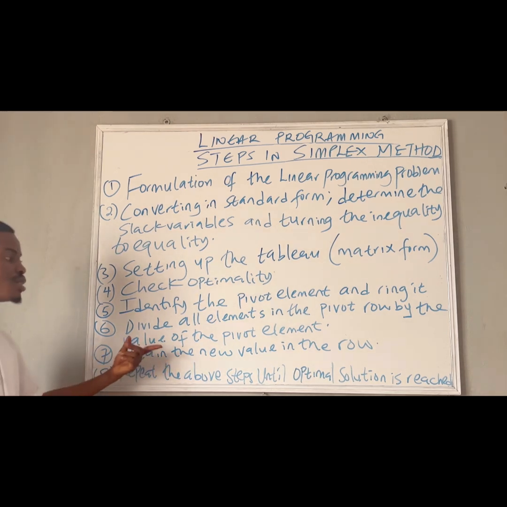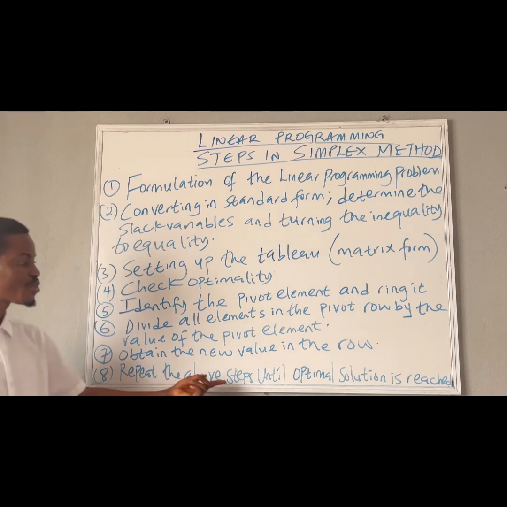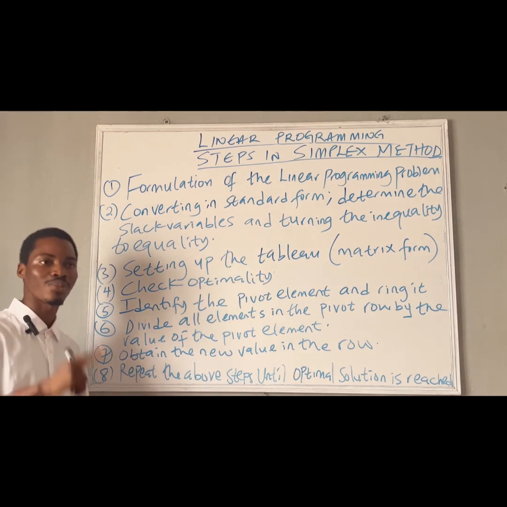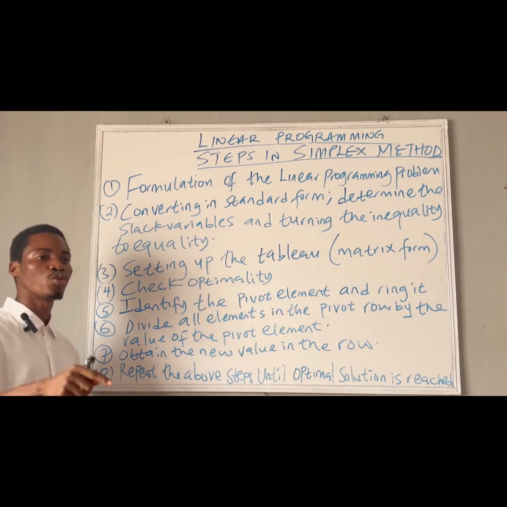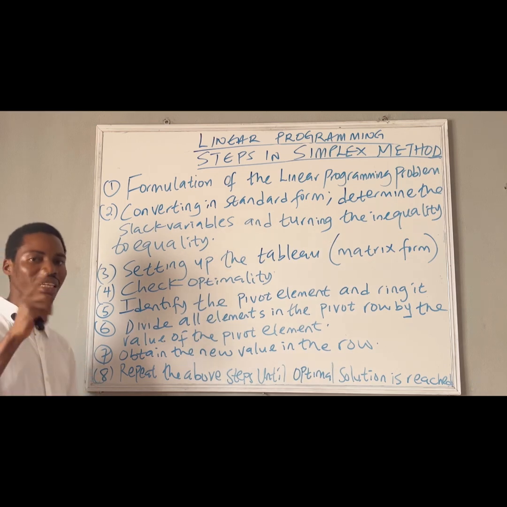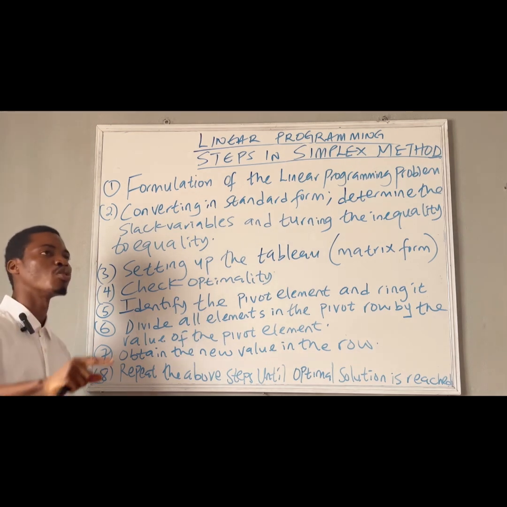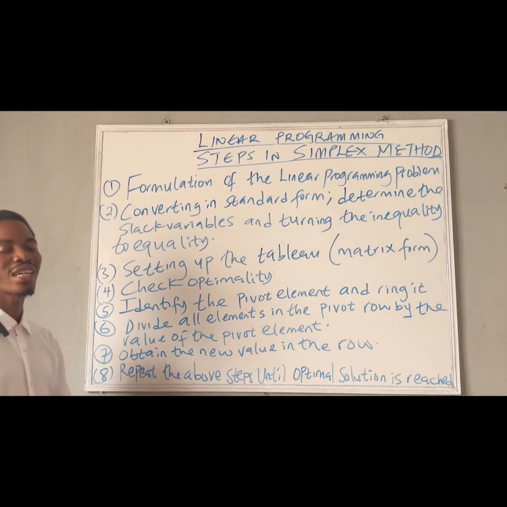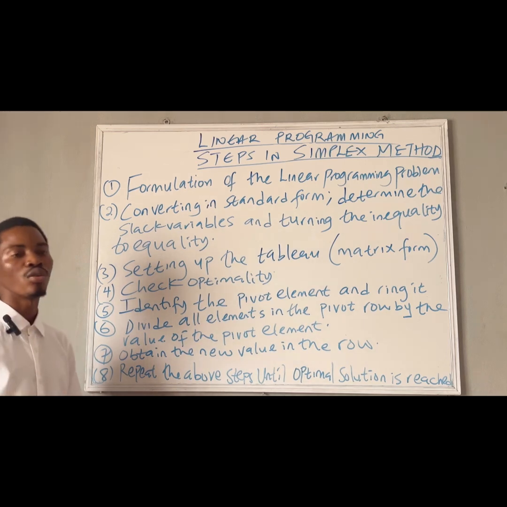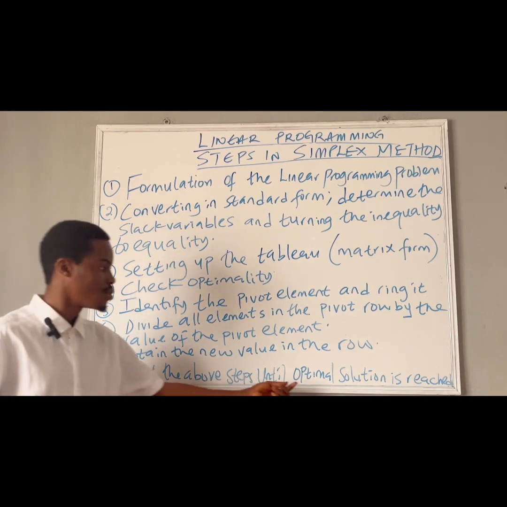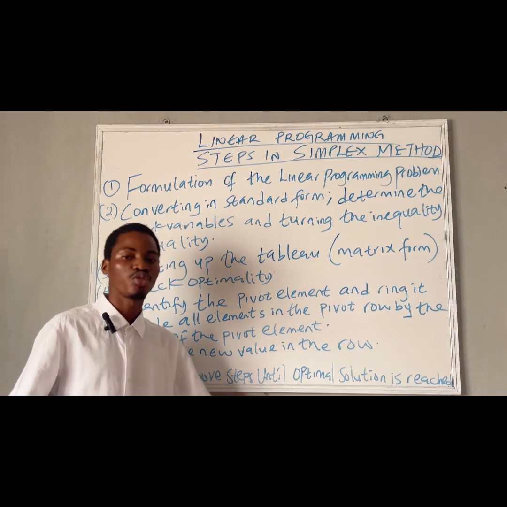After you have obtained new values in the rows, you now repeat the above steps until the optimal solution is reached. I explained that if your objective function is maximization, your optimal solution is reached when the values in the objective function row are zero or negative. And if you are not getting zero or negative values in the objective function row, it means you have to continue drawing your tables till your optimal solution is reached.